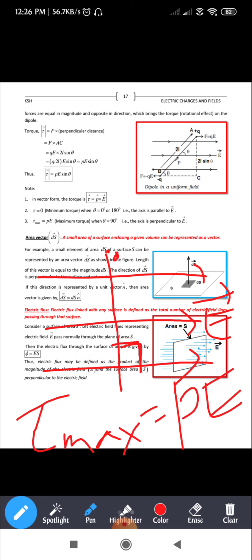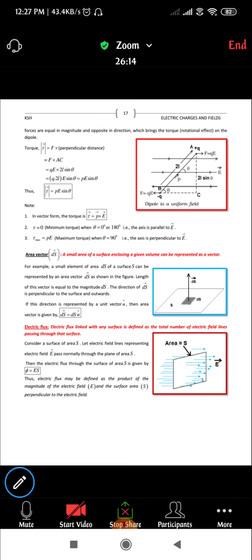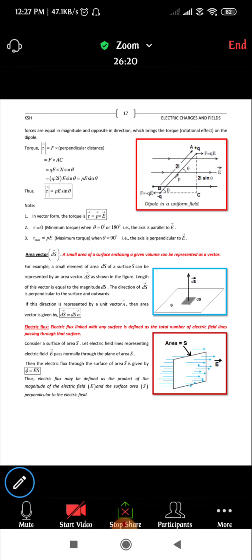So this is regarding the torque experienced by the electric dipole when placed in a uniform electric field. I'll give you a few minutes, just go through the derivation and the figure, and express the same thing in mathematical form. In case you have any doubts, please let me know, I'll clear your doubts. Just for 2 minutes, go through this derivation. In your examination, this derivation will be asked for 3 marks. It is an important derivation, so please go through it.